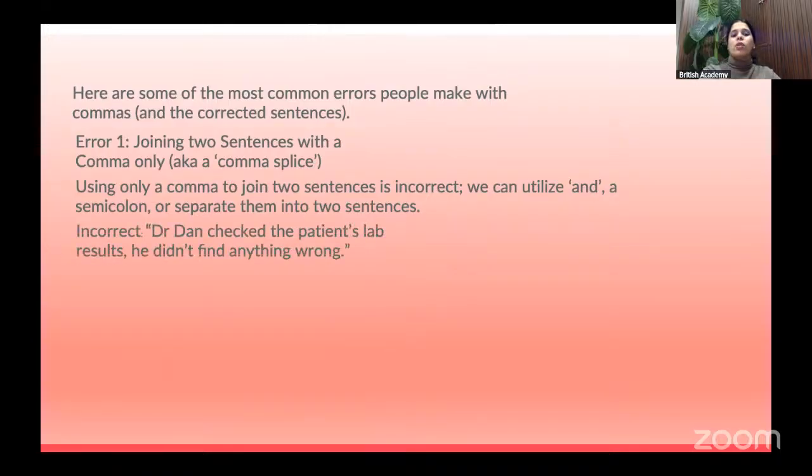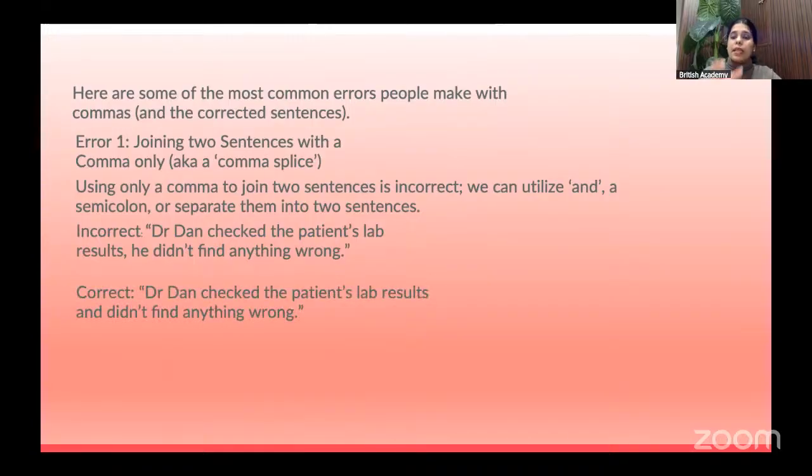So, Dr. Dan checked the patient's lab results. He didn't find anything wrong. The correct way to frame this would be: Dr. Dan checked the patient's lab results and didn't find anything wrong. So please make sure you use a comma only if it's an introductory element. It does not mean that if it's a complete sentence, I can join that using a comma. That's wrong.